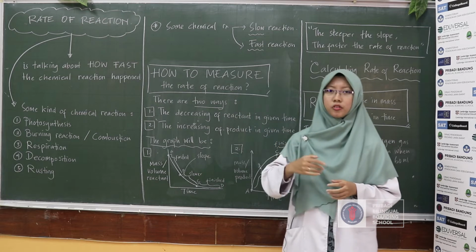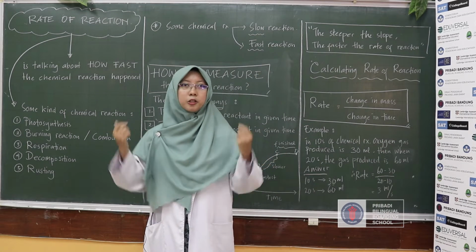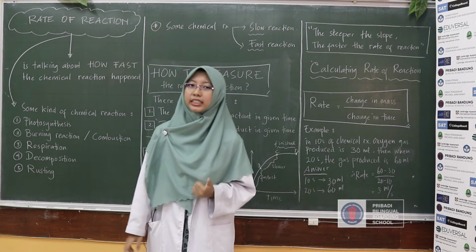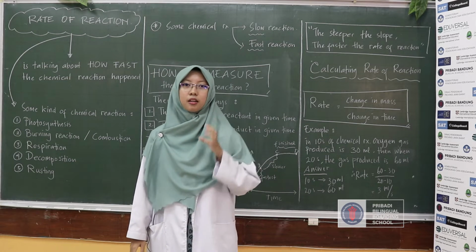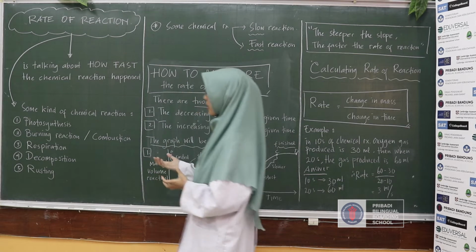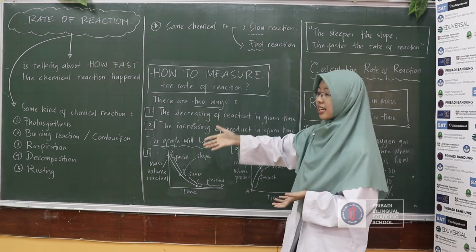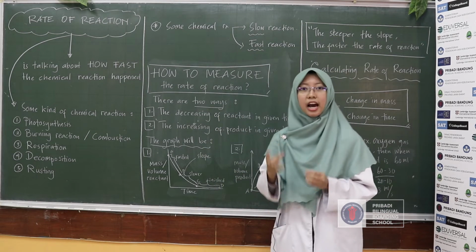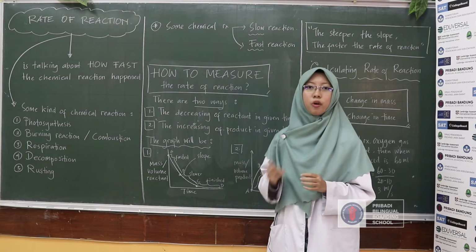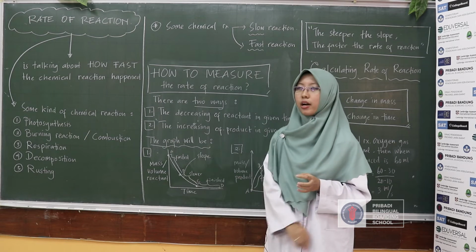So what is an example of a slow reaction? As we know, in every single day, we can find rusting. Rusting is one kind of slow reaction because it needs many thousands of years to happen. So, rusting is a slow reaction. What is rusting? Rusting happens when iron reacts with oxygen in the presence of water or moist conditions to produce iron oxide, which is called rusting.